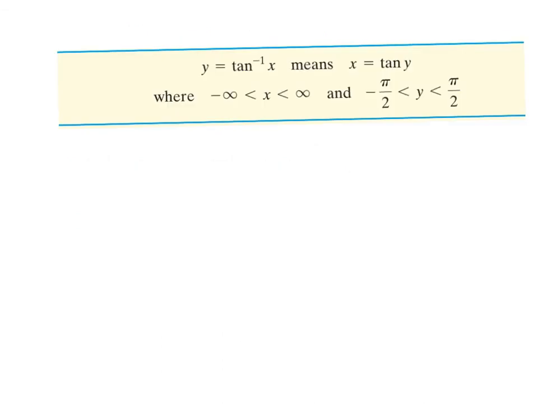We get y equals tangent inverse of x, which is the same as saying x equals tangent of y. For tangent inverse, the domain would be the set of all real numbers, and the y values would be from negative pi over 2 to positive pi over 2. But they cannot be equal to those values, because for the original function tangent, that's the location of the asymptotes.